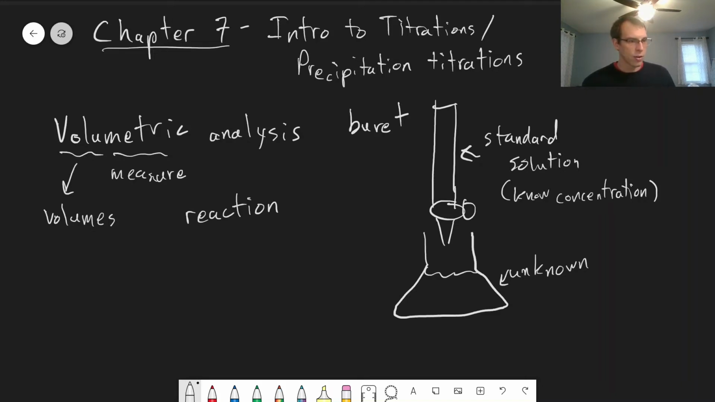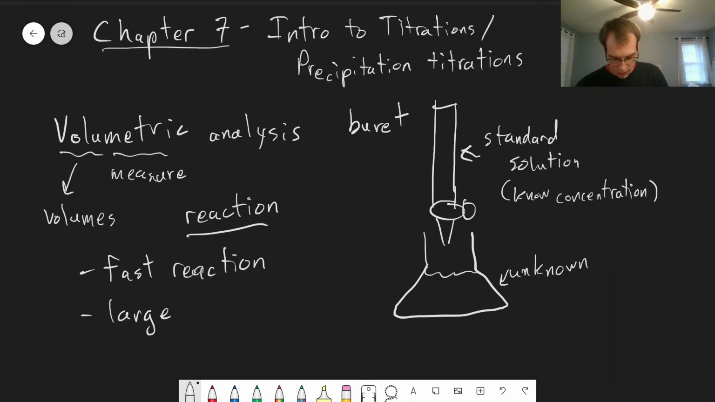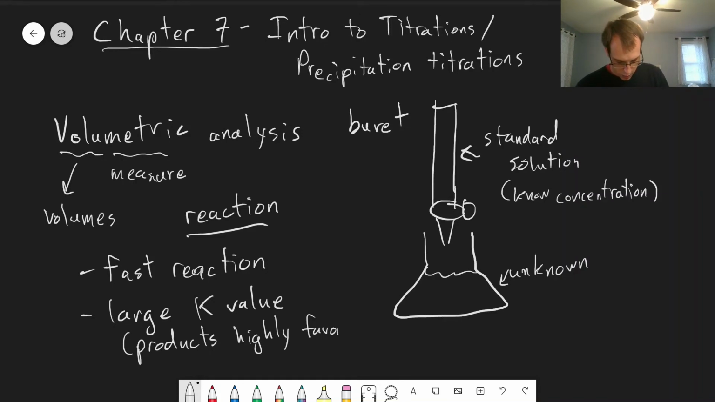All right, and so this reaction has some requirements. It needs to be a fast reaction. If this doesn't happen very quickly, it makes it difficult for us to know when we've added enough of our standard solution. So the reaction needs to be fast, needs to have a large equilibrium constant so that products are highly favored. Basically, we want our reaction to quickly go to completion as soon as we're adding our standard into our unknown.